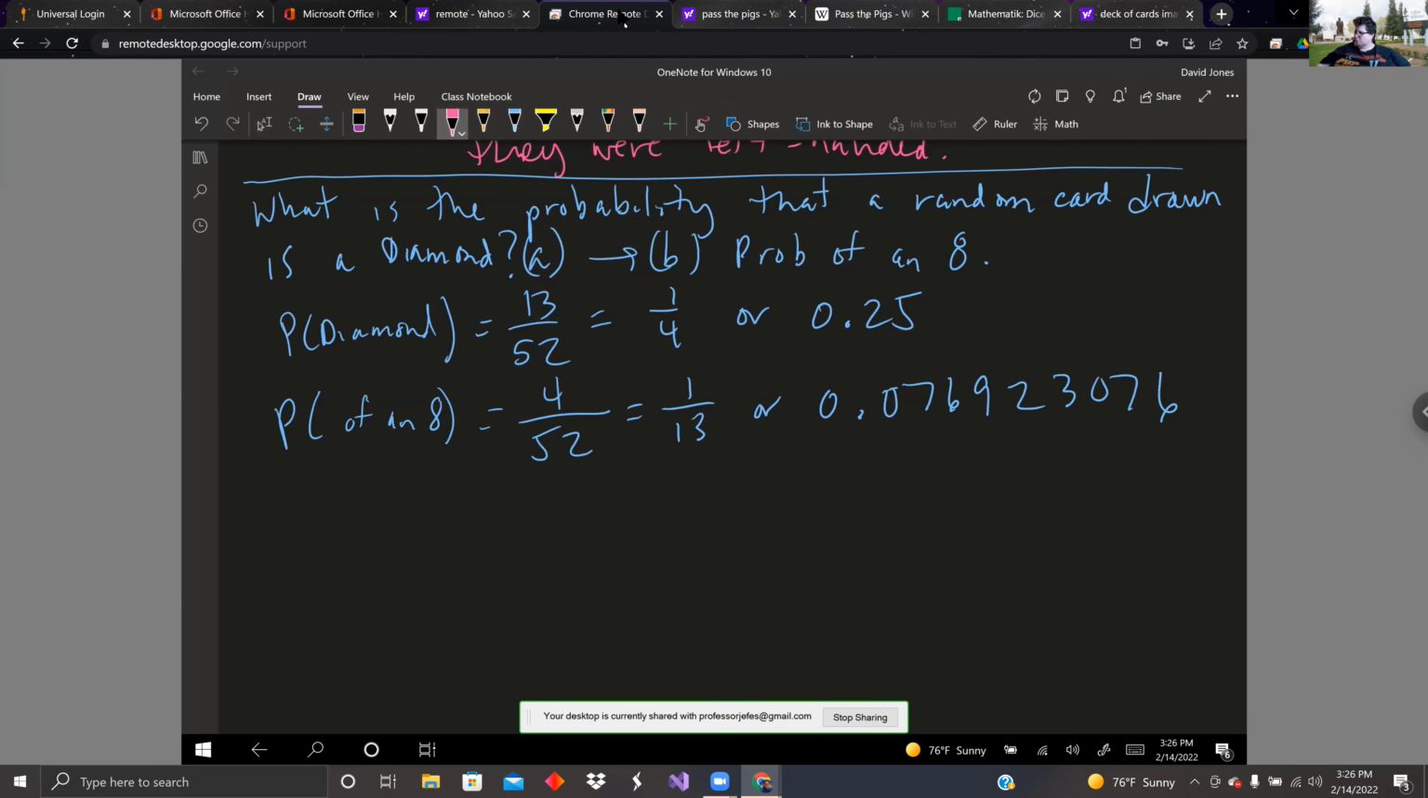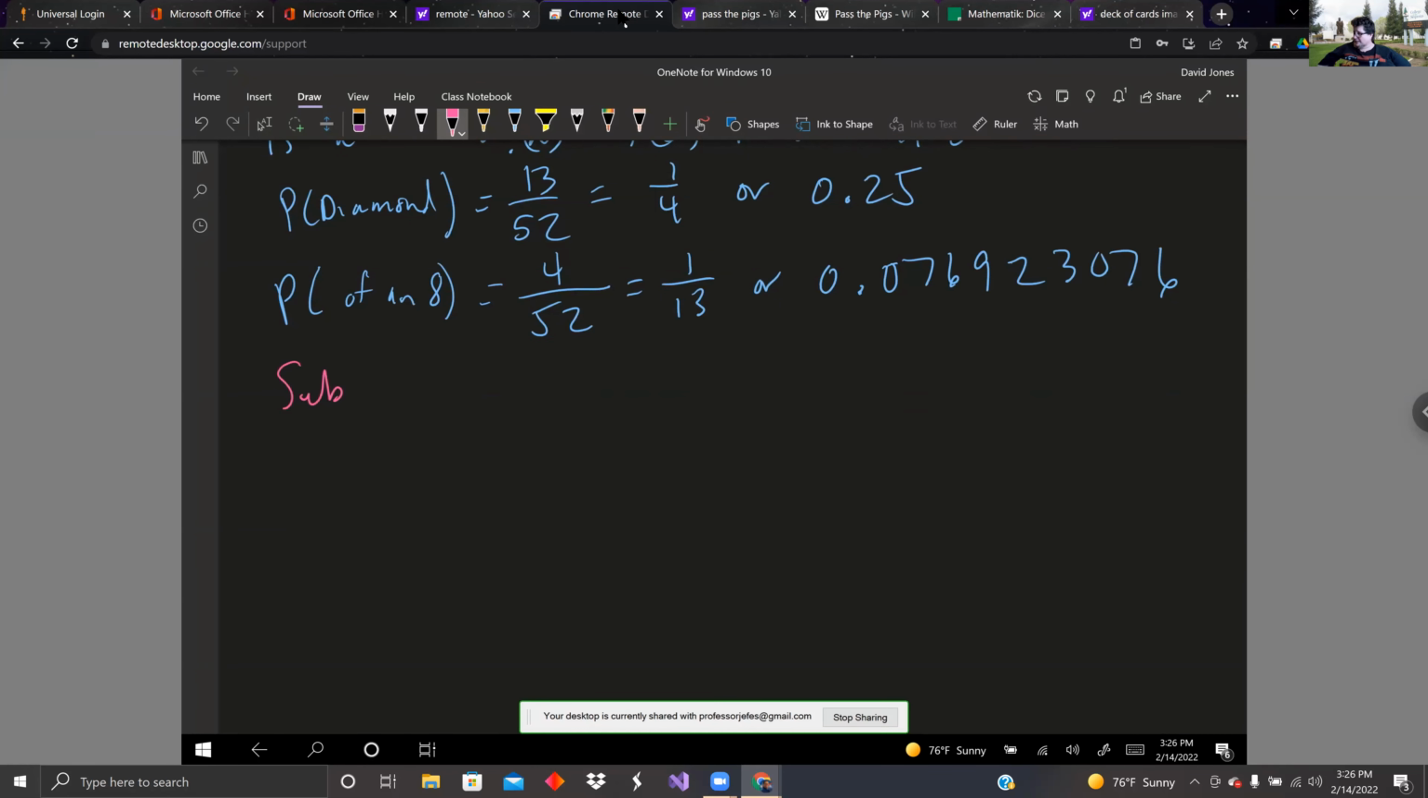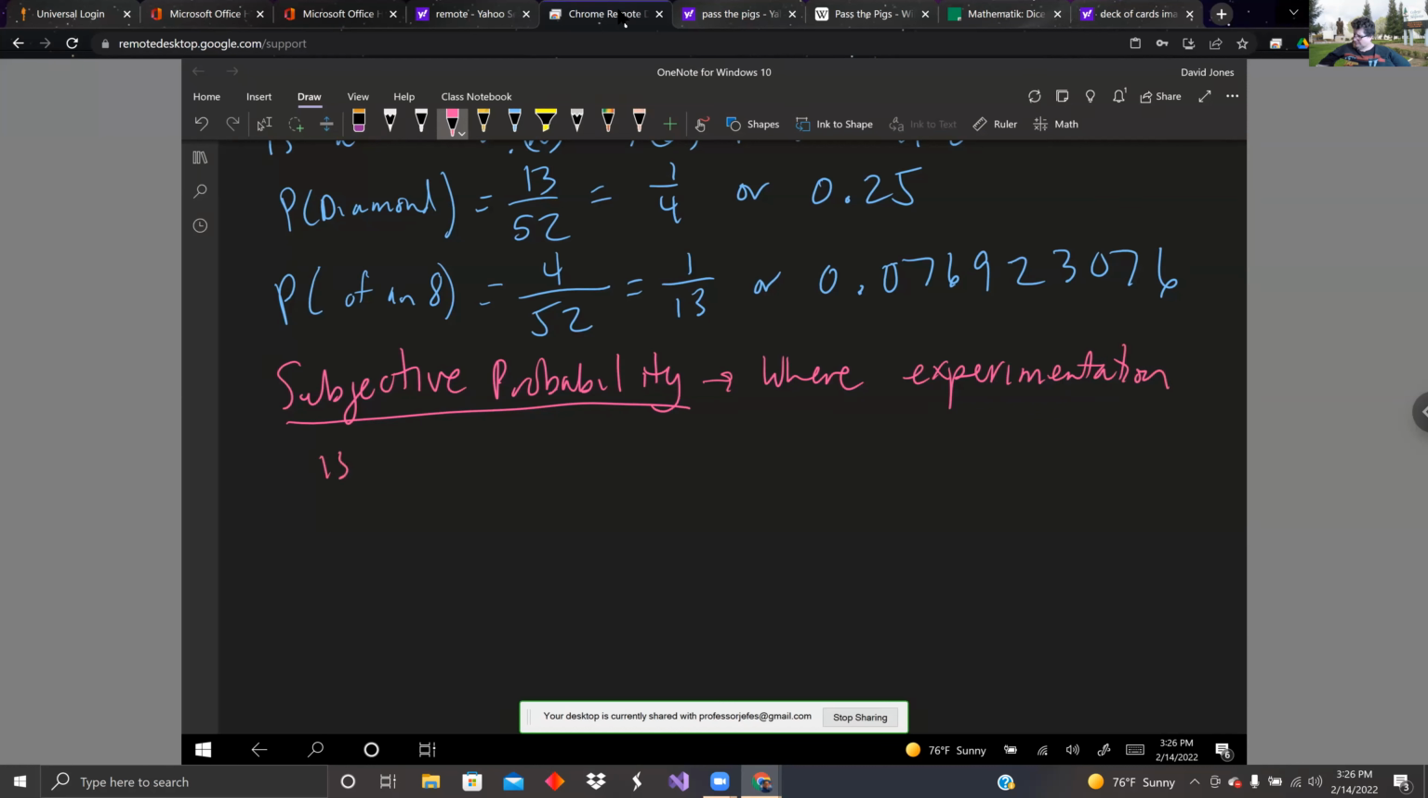The last thing in 5.1, we're still not done. We're gonna go the full 2 hours a day. It is subjective probability. This is where experimentation doesn't work. It's entirely based on personal judgment.